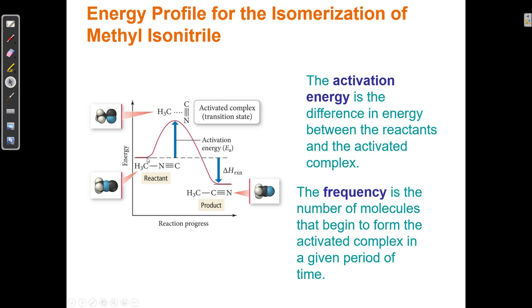We know that A goes to, we'll call it C for the sake of argument, we know that A goes to C, and in order for A to go to C, it has to go through B first. So it must go through B if it gets down here. So we infer that this state exists, even though it's really hard for us to see it, because it exists for such a short amount of time.